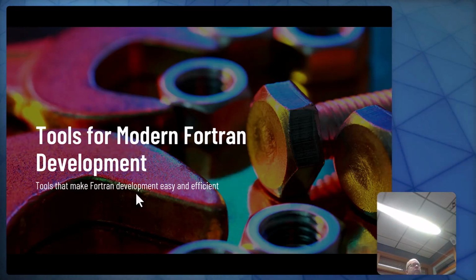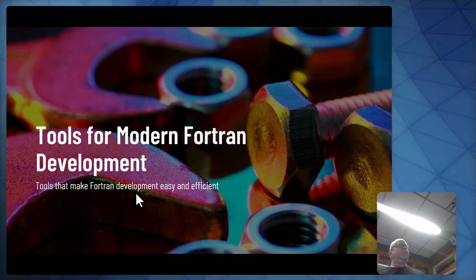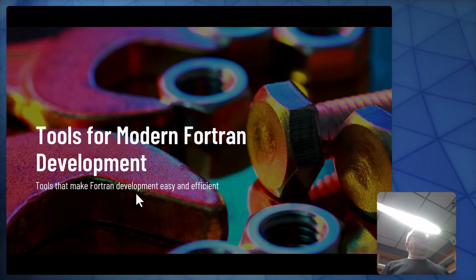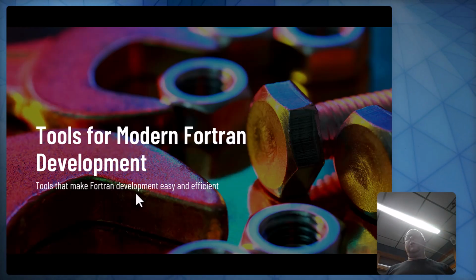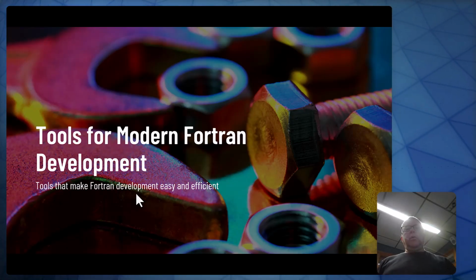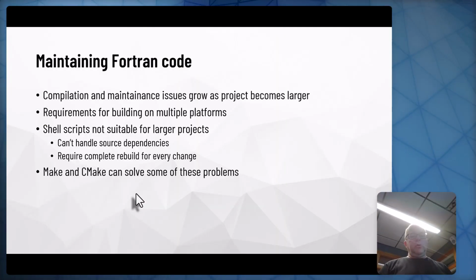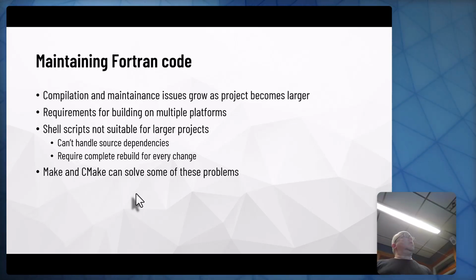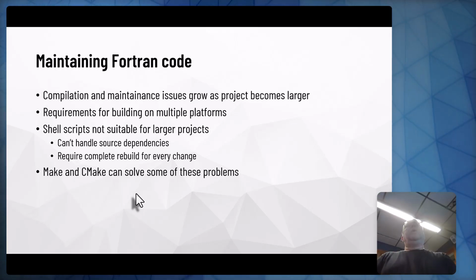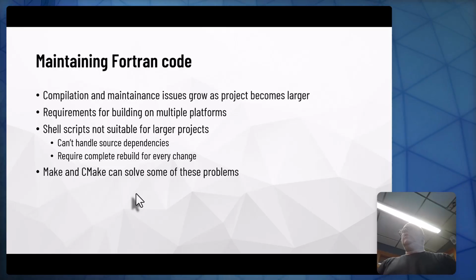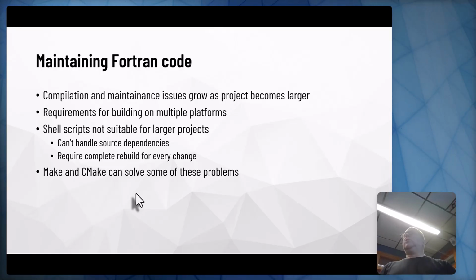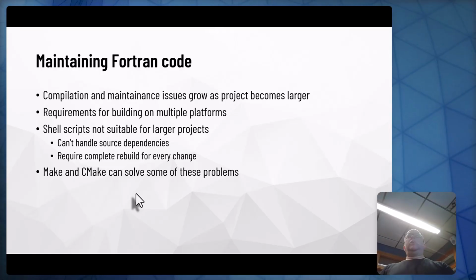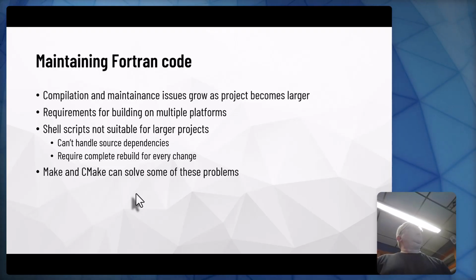So now I've covered most of the Fortran language, so I will go through some tools that can be useful if you're developing Fortran code, how to handle and implement your project. The first thing here is maintaining Fortran code. When you have one or two files, you can do the compilations yourself. It's easy. You just call gfortran and give it the source code file, and you get the binary.